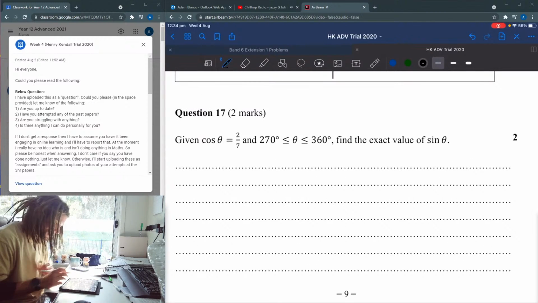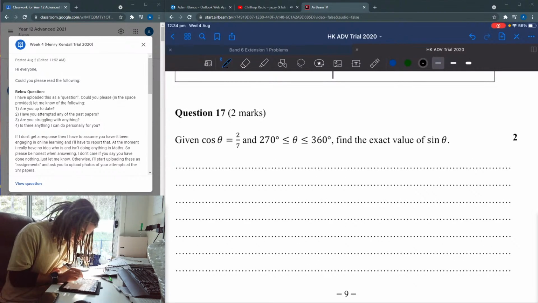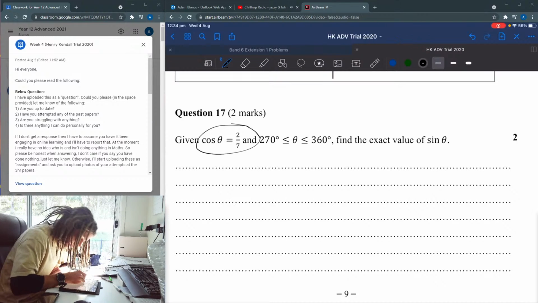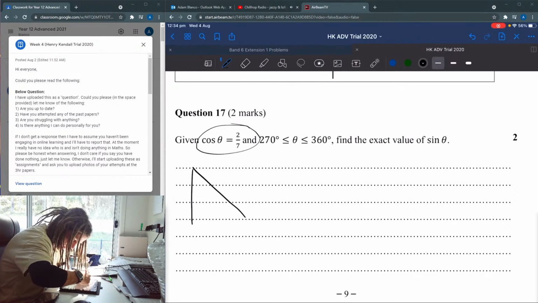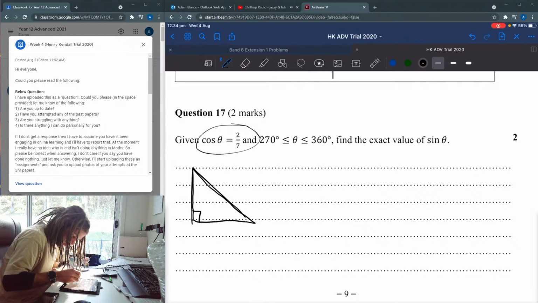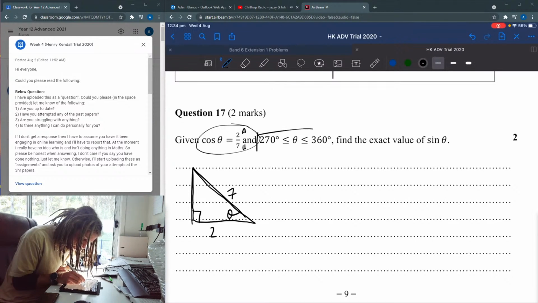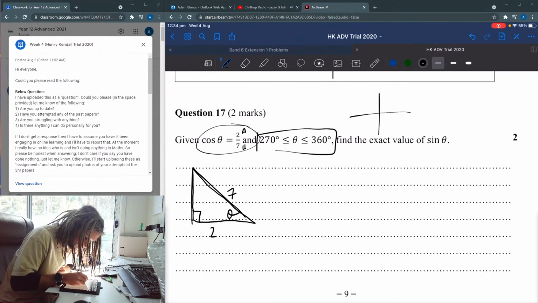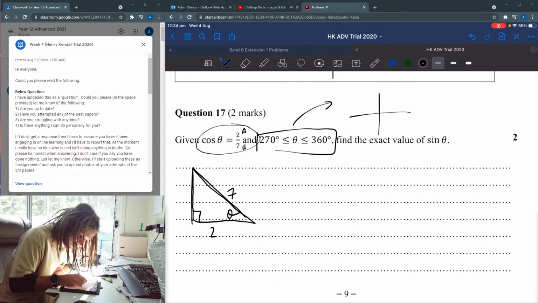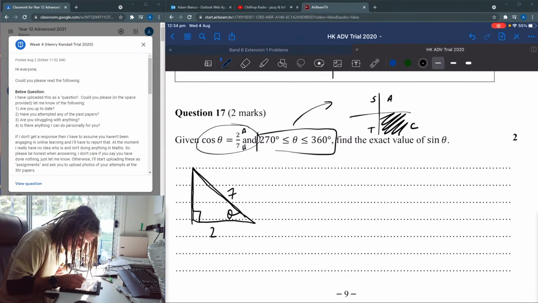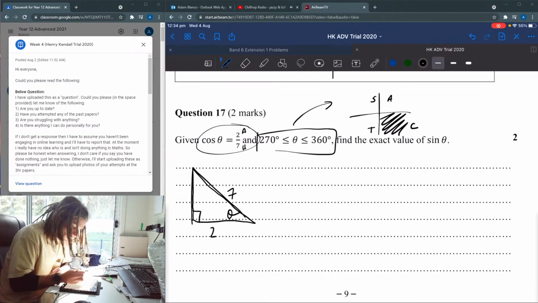Boom. Year 10 trig. Given cos theta is 2 on 7. Let's draw that. Right angle triangle, and let's put the angle here. Cos is adjacent over hypotenuse. We're looking in quadrant 270 to 360, so cos is positive. Oh, they've told us that.